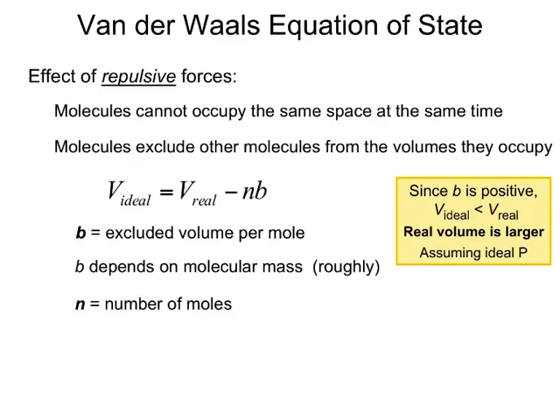And so you can adjust the volume term in the gas law equation by saying that the real volume of the gas is a little higher than the ideal volume of the gas, and they're off by the excluded volume and the number of moles of gas together, this n times b term. And so the b, it depends on what gas you're looking at, and it roughly depends on molar mass. A bigger gas molecule will have a larger excluded volume that it won't let other gas molecules occupy. And then if you have more gas molecules, you'll have a larger effect.